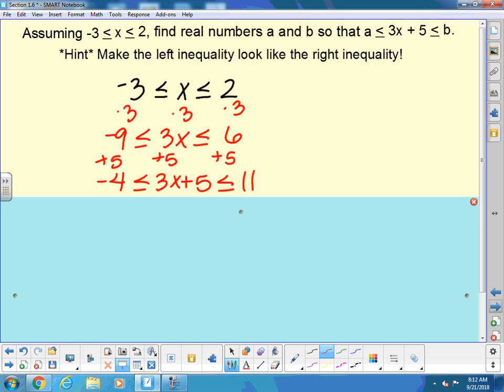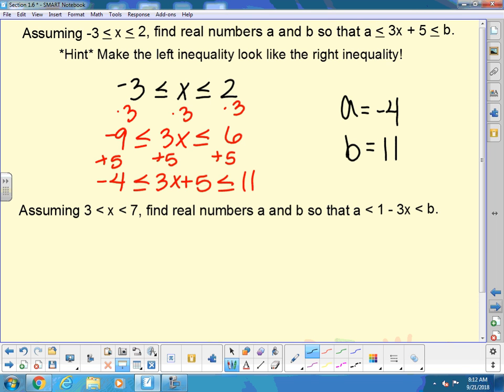So now it looks like what my original statement was supposed to look like: a less than or equal to 3x plus 5 less than or equal to b. So in Math Excel, you're going to have to enter what's a and what's b. What's a? -4. And what's b? 11. Make sense?